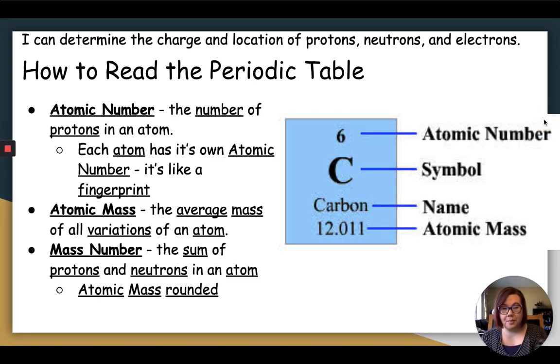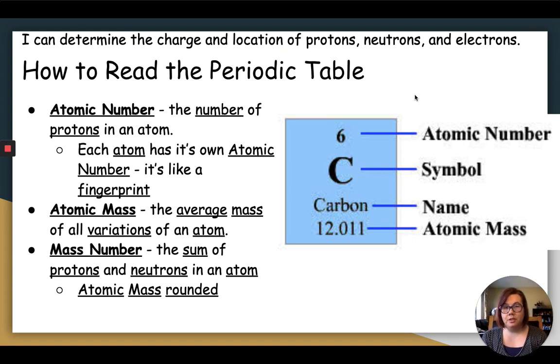So now we get to talk about how to actually read our periodic table. There's a couple of different pieces of information on each individual square that I need you to know about. First of all is the atomic number. That is the number of protons. That lovely number right up at the top of our element square is our atomic number, and it tells us that number of protons.